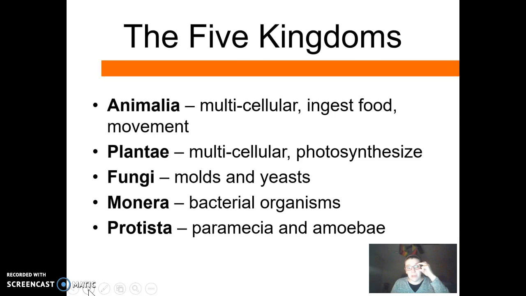The second kingdom is Plantae, and those are for organisms that are multicellular and are able to photosynthesize. So they can make their own energy from the sun. Next up, we have molds and yeasts. And molds and yeasts are single-celled organisms, but they grow in complex ways.